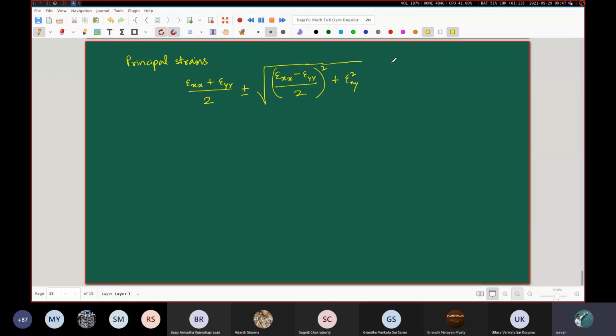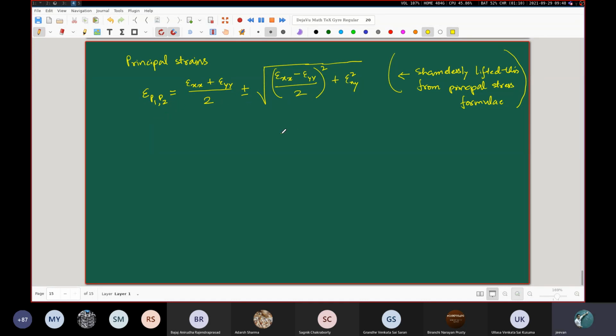Okay, so I have shamelessly lifted this from the principal stress formulae. Shamelessly I have copied this. That's all there is to it. So epsilon P1 and epsilon P2, the principal strains, are these things.